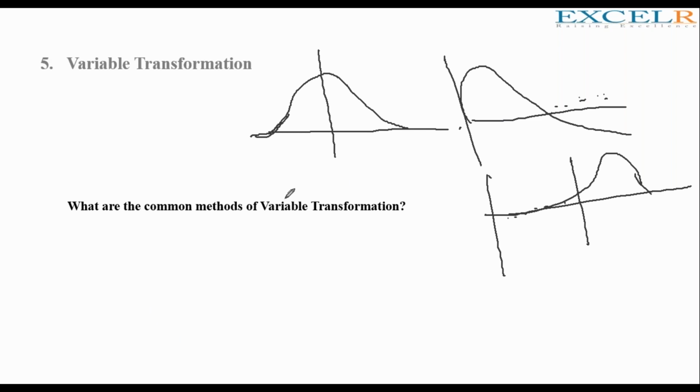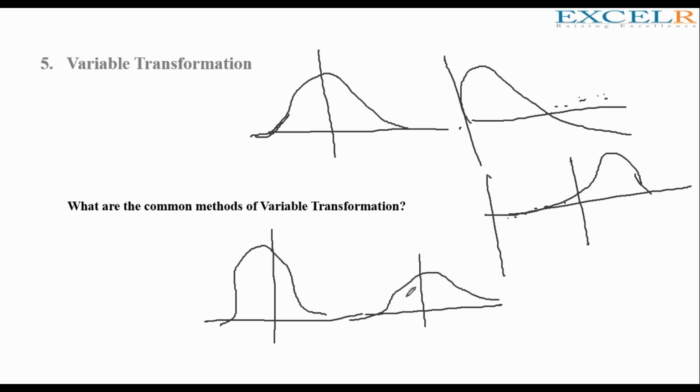Yes, kurtosis gives us the peakedness, right? So it gives us something like this. Just assume that the data is normally distributed and you're getting a kurtosis something similar to this for one variable, and a kurtosis something like this for another variable, right?